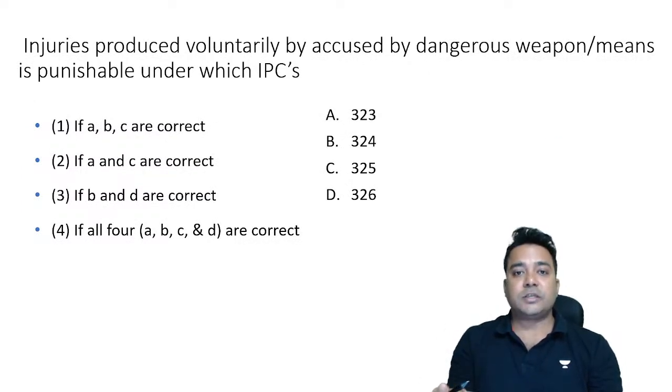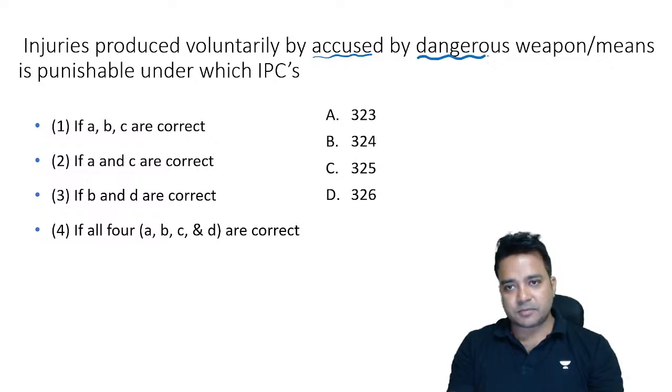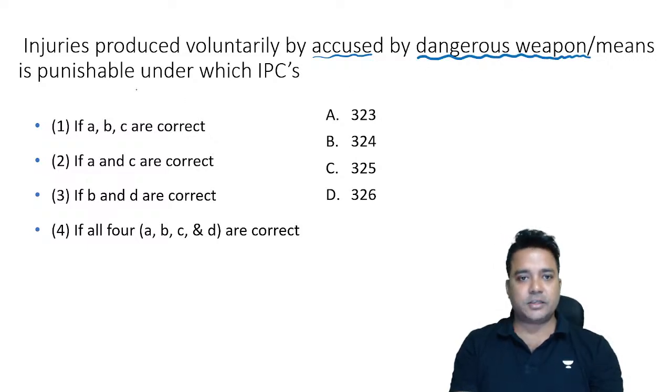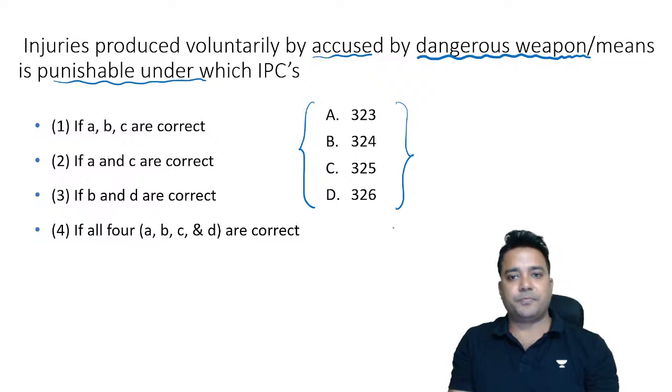Medico-legal aspects of injuries is another topic, which is a high-yield topic for any PG or FMG exam too. So injuries produced voluntarily or intentionally by an accused, by dangerous means or weapon, is punishable under which of the following IPCs? You have to pick from here, and put your answers among 1, 2, 3 and 4.